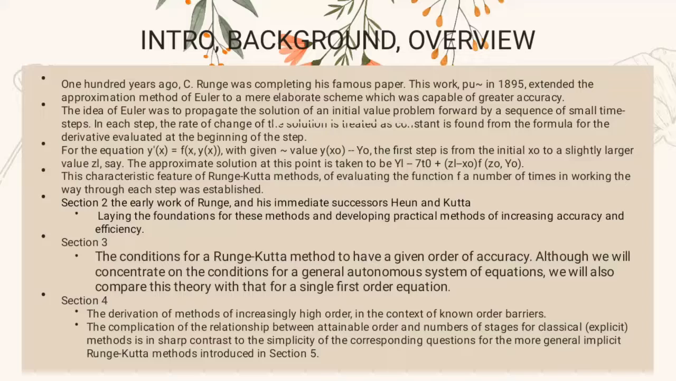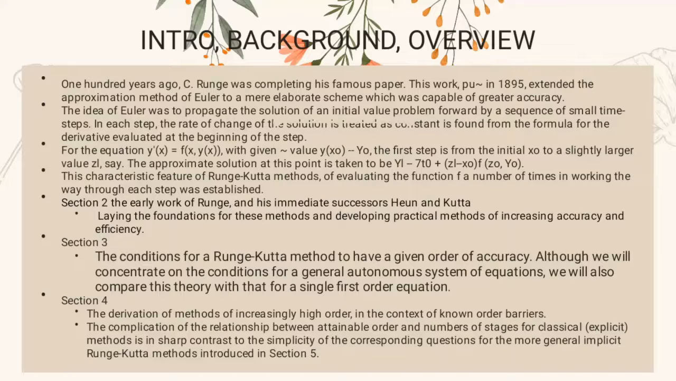Section 3. The conditions of Runge-Kutta methods for a given order of accuracy, although we will concentrate on the conditions for the general autonomous system of equations. We will also compare this theory with that for the single first order equation. In section 4, the derivation of methods of increasing high order in the context of order barriers. This complication of relationship between attainable order and number of stages for classical explicit methods is in sharp contrast to the simplicity of the corresponding questions for the more general implicit Runge-Kutta methods introduced in section 5.